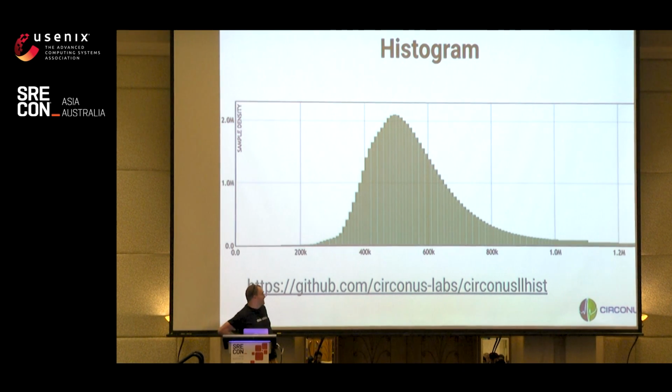So this is a histogram. It's a visualization of latency data for a service in microseconds. The number of samples is on the y-axis, called the sample density, and the sample value, in this case microsecond latency, is plotted on the x-axis. This is the open source histogram that we developed at Circonus called the log linear histogram.